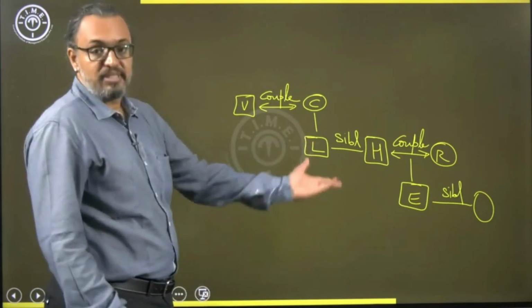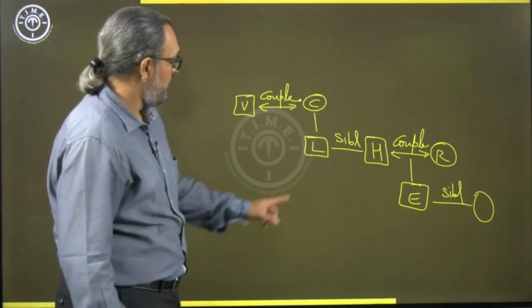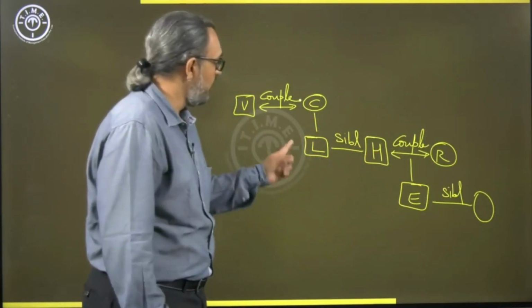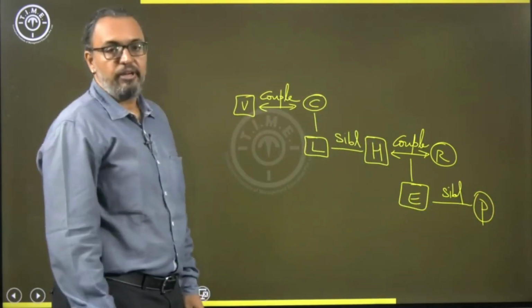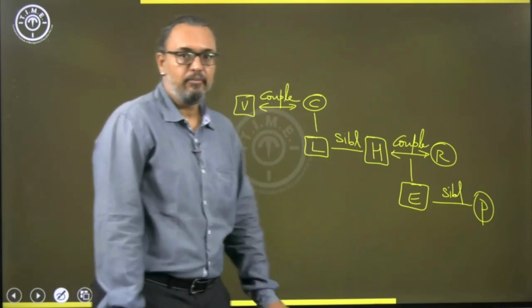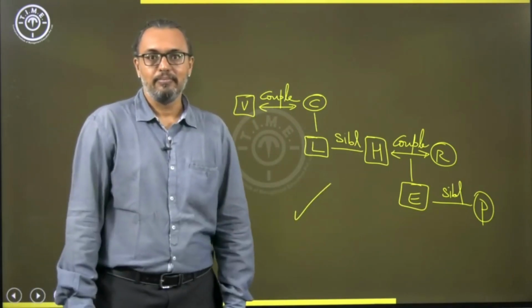Correct? Now, who is the missing alphabet? Let us check. So, we have C, E, H, L, P, R and V. So, that way we get P as a sister to E. So, that will give our final family tree.